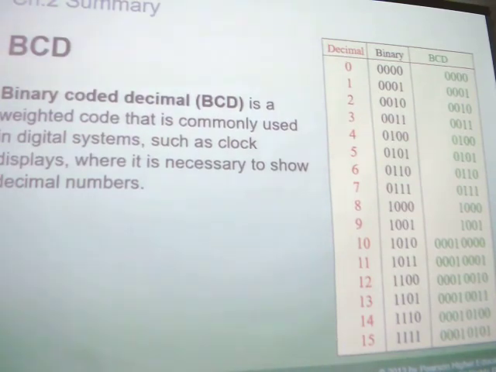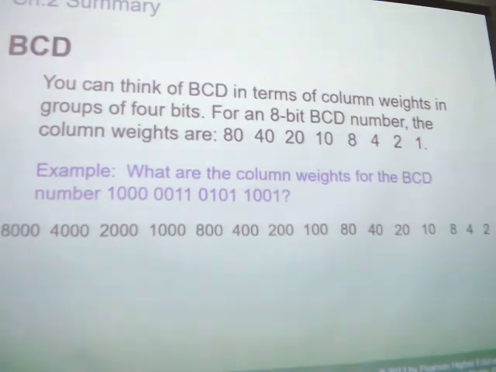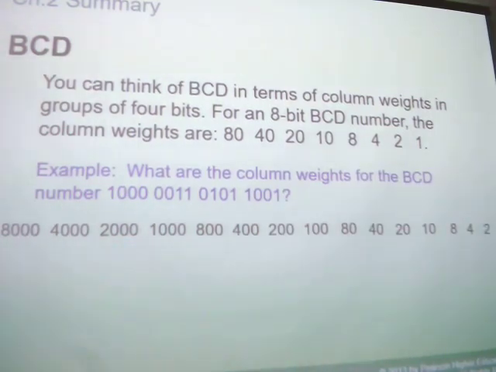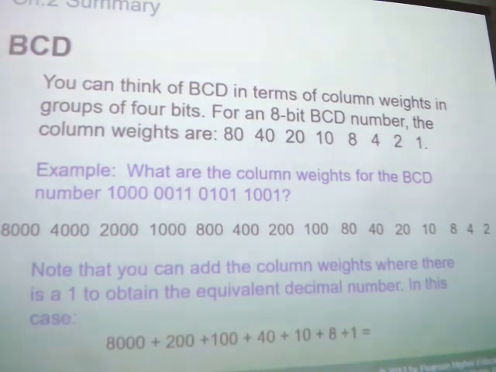BCD: for a 3-digit decimal number, BCD is 12 bits, except for 100 decimal. 1 equals 0001, 0 equals 0000. So it is 12 bits.